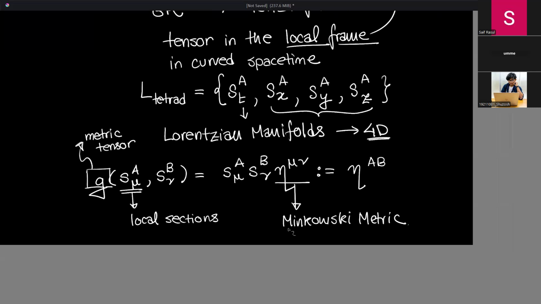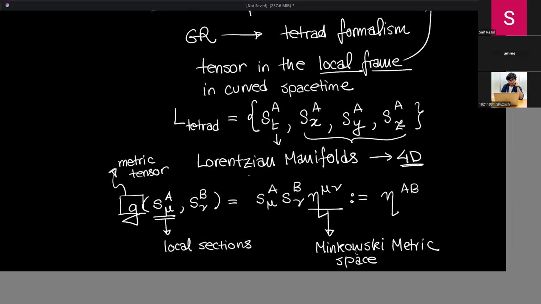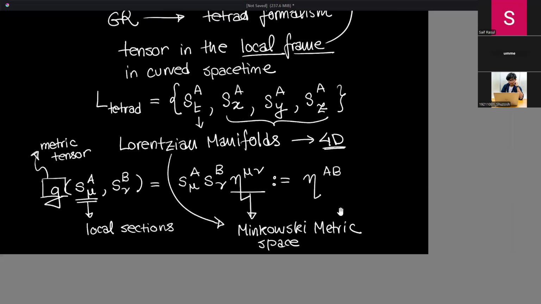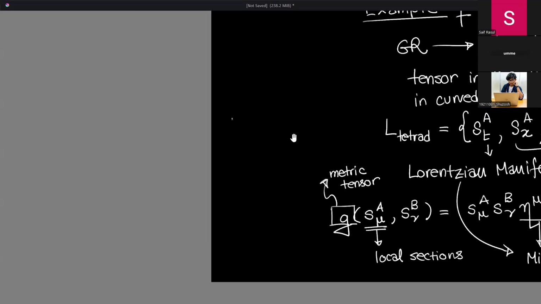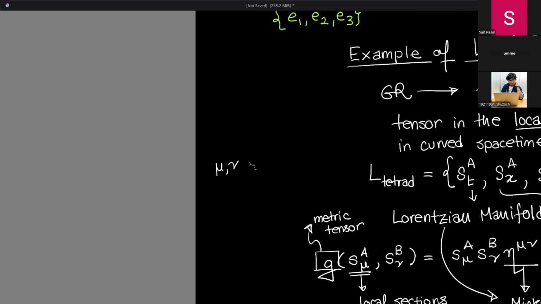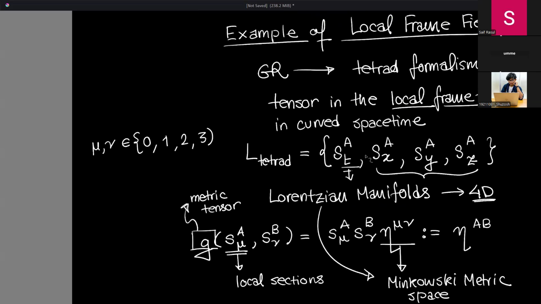This is the tangent space. The Minkowski space is the tangent space to the Lorentzian manifold. And let's go over what these indices are. Mu and nu are called space-time indices, and they run over 0, 1, 2, and 3, which correspond to each of these. So t is 0, x is 1, y is 2, z is 3.